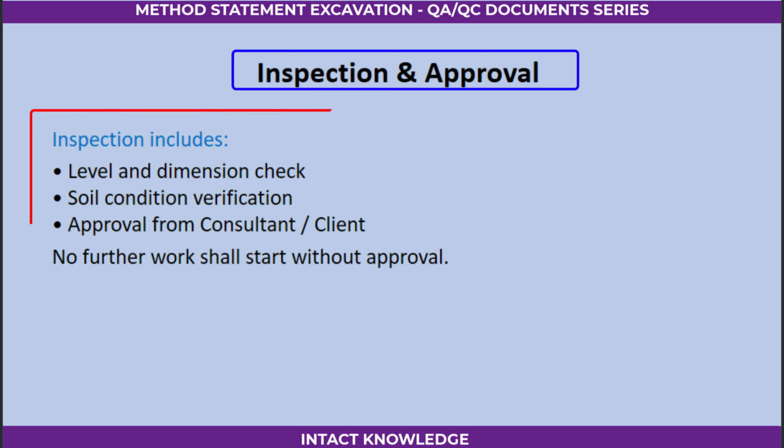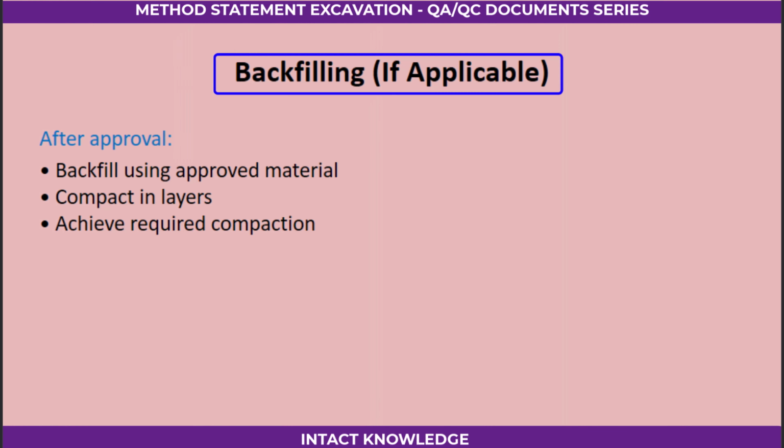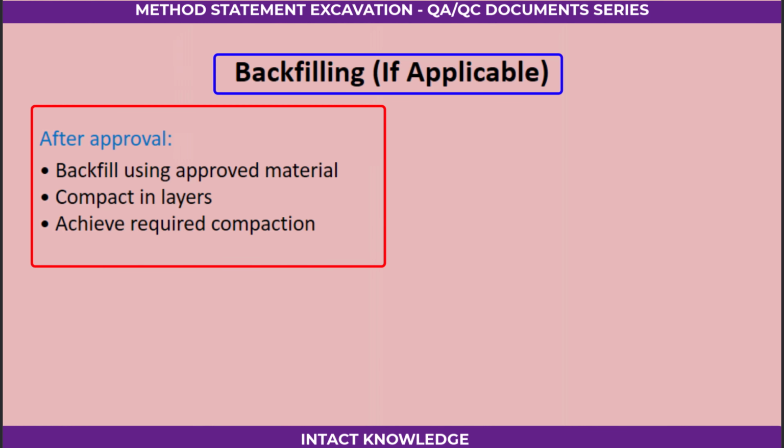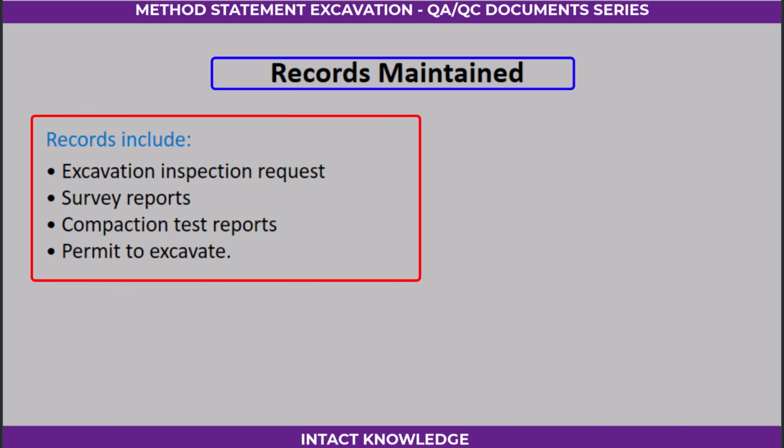Inspection and approval. Inspection includes level and dimension check, soil condition verification, approval from consultant and client. No further work shall start without approval. Backfilling, if applicable. After approval, backfill using approved material, compact in layers, achieve required compaction. Records maintained. Records include excavation inspection request, survey reports, compaction test reports, permit to excavate.